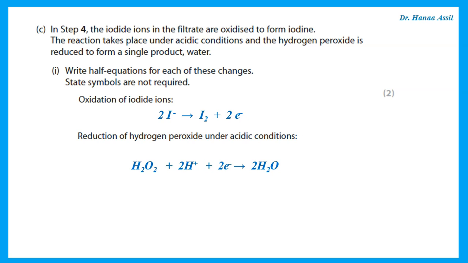But that means that I have now 4 hydrogens. I already have 2 in the H2O, so I will put 2 in front of the H⁺. And of course, this is the reduction, so this is plus 2 electrons to balance the 2 H⁺.